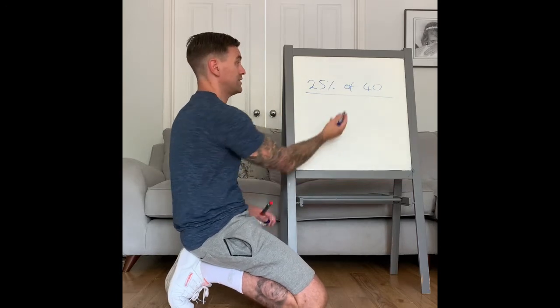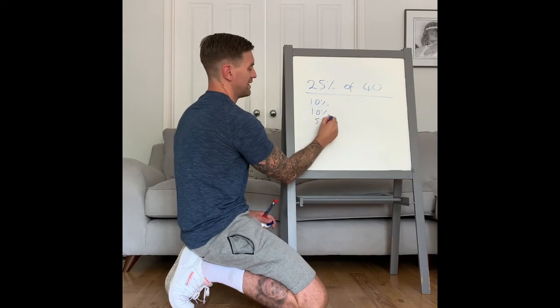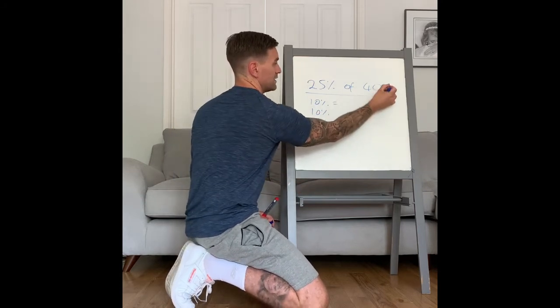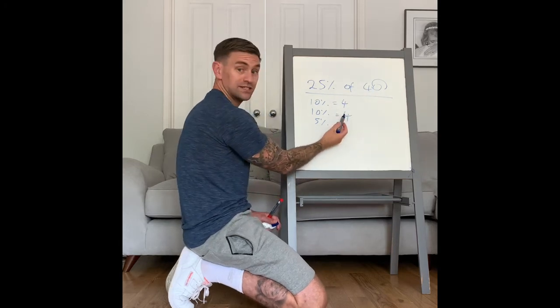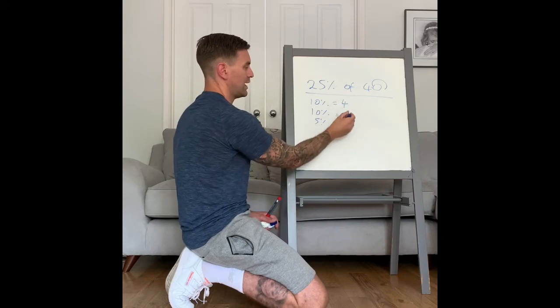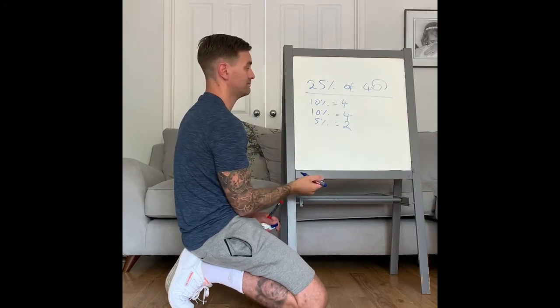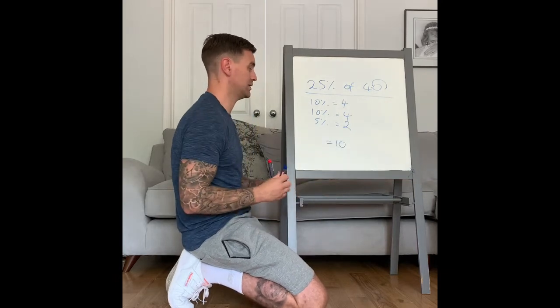But the other way of doing that is, well, 25% is a 10%, a 10%, and a 5%. 10% is 4. 5% is half of the 10%. So if 10% is 4, 5% must be 2. 4, 8, 10. Okay? So we're happy. 25% of 40 is 10.